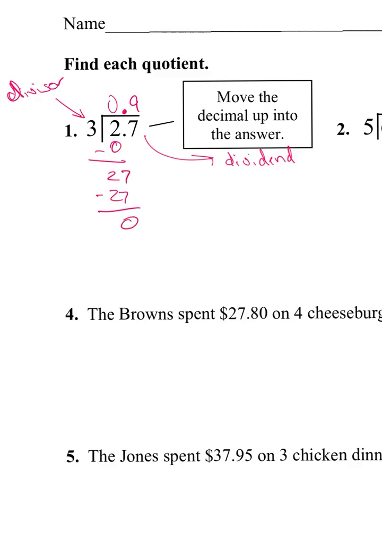So when my remainder is 0, I am done. Okay, so that's the quotient. That's the answer. Right? So that is your quotient. Okay, let's take a look at number 2.